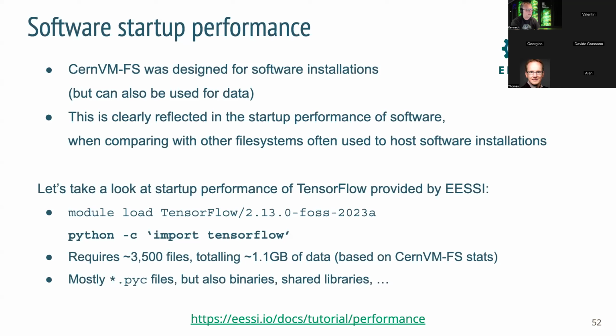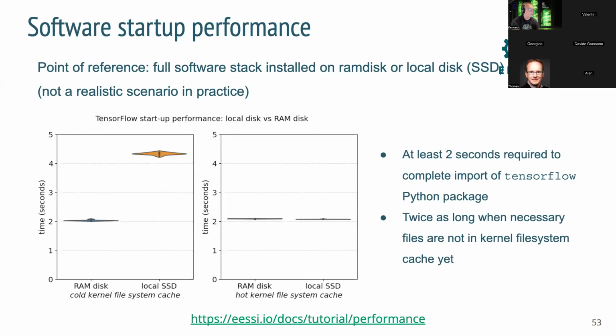So this was all single client actually, but you can already see some interesting things popping up. So to start with, and to have a point of reference, we'll start with an unrealistic scenario actually, where we install the full software stack. So that includes TensorFlow, but all the dependencies it has, and even down to the glibc it has. So everything that consists of the software stack that is being used is installed either on local disk or on RAM disk.